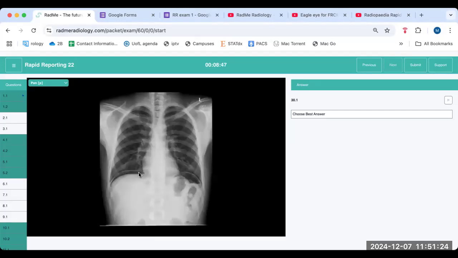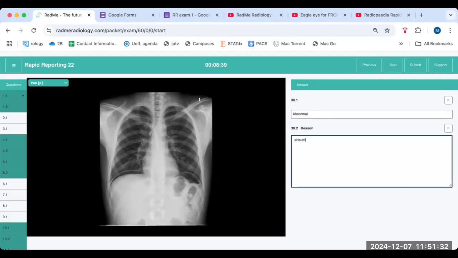Here also is so obvious. You can see the diaphragm, and there is free air on both sides. So this one will be easy.